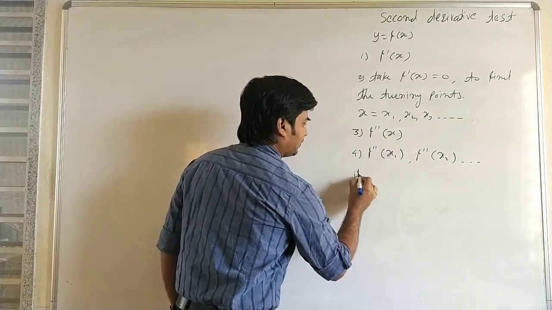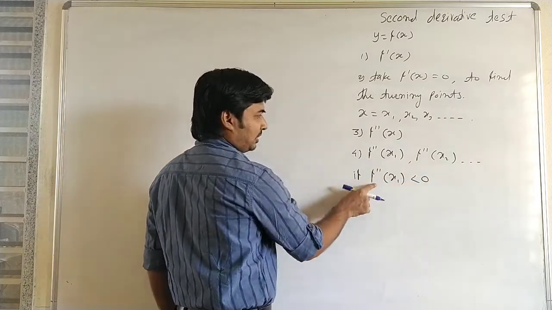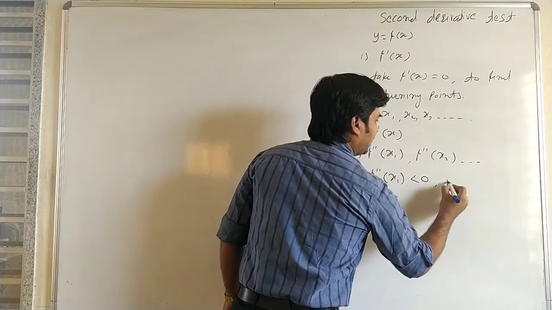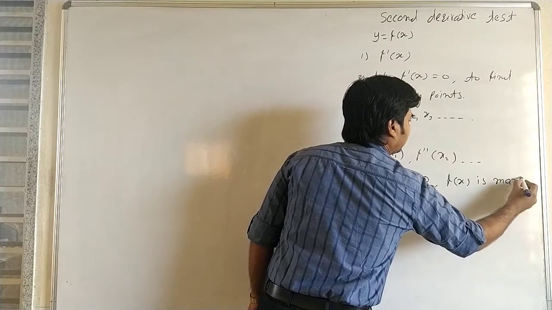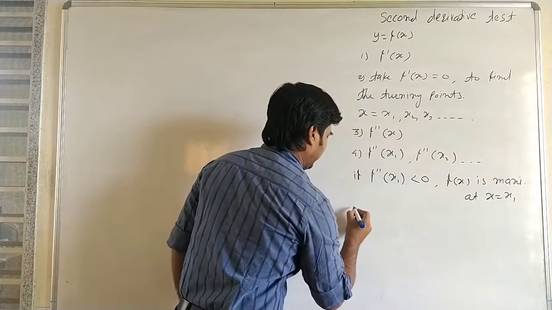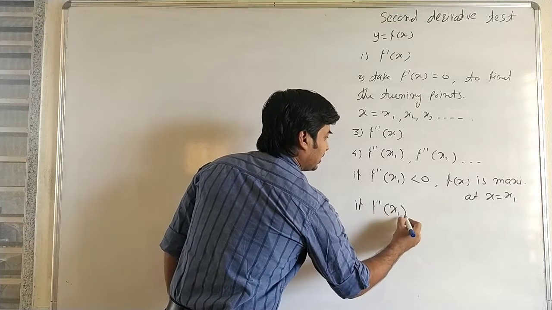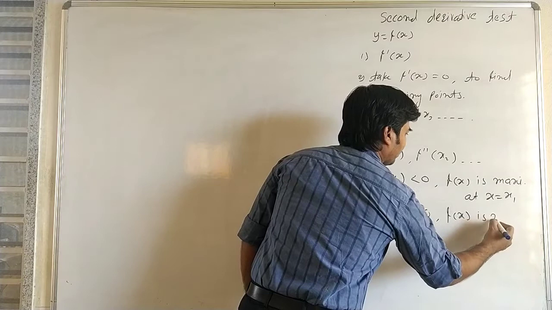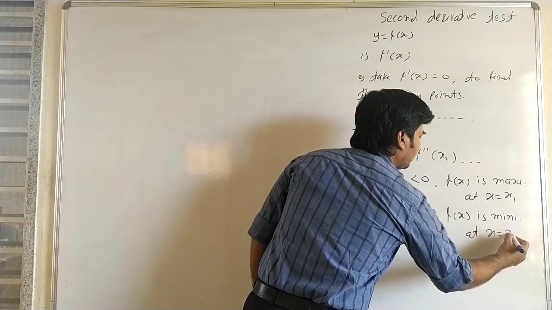Here if f double dash of x1 is less than 0, then f of x is maximum at x is equal to x1, and if f double dash of x1 is greater than 0, then f of x is minimum at x is equal to x1.